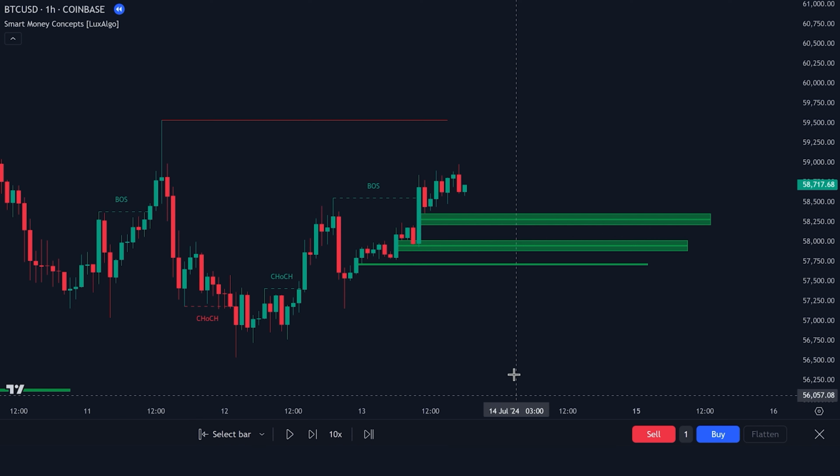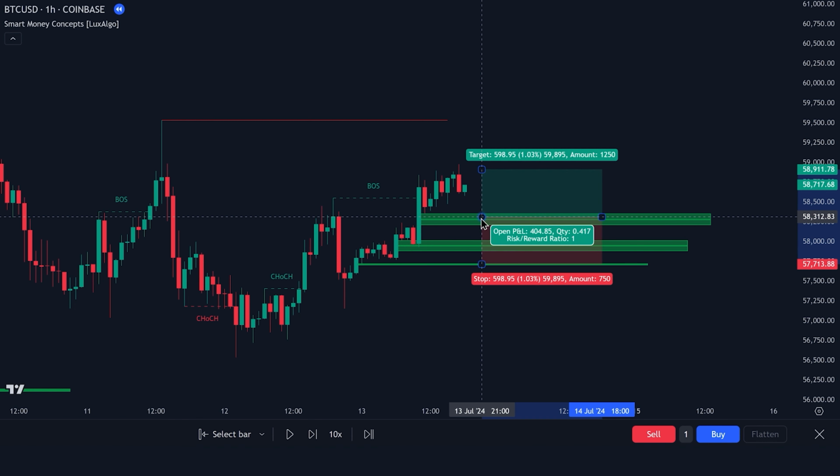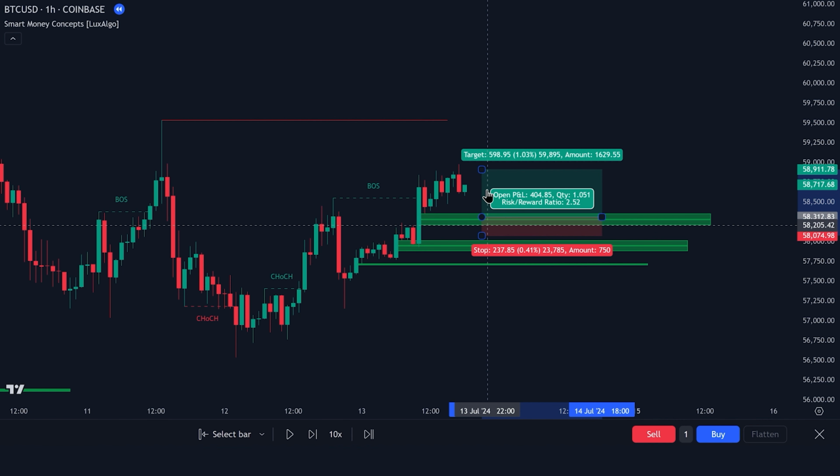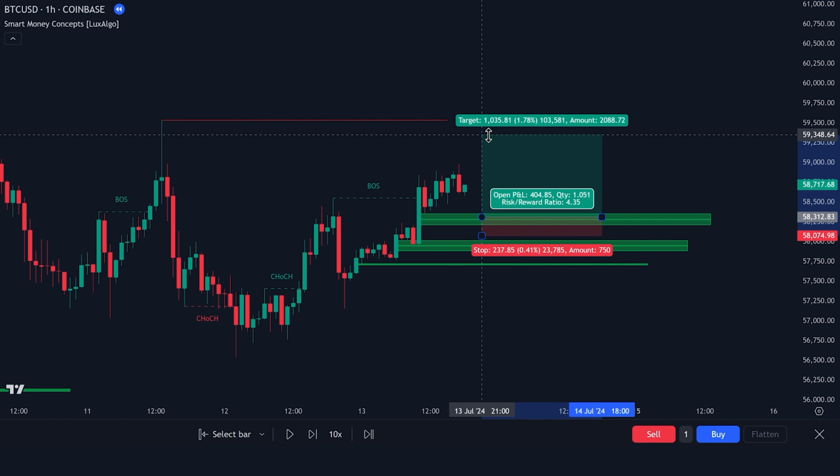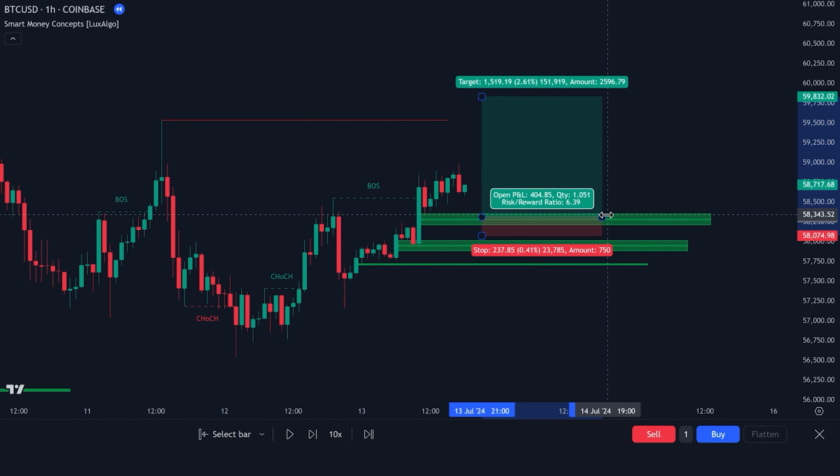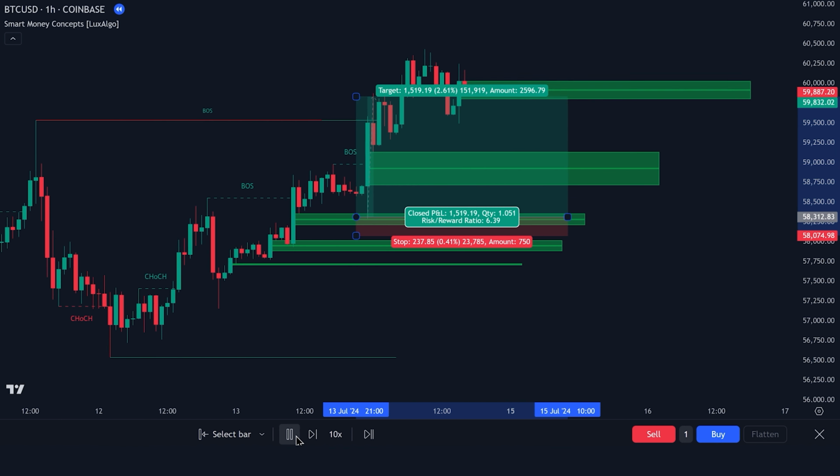Once this is confirmed, enter a buy trade at this level with the confluence of the previous highs as an additional level of support. Place the stop loss slightly below the fair value gap. Aim for a 1:2 or a 1:3 risk to reward ratio. Now let's see how the trade plays out.